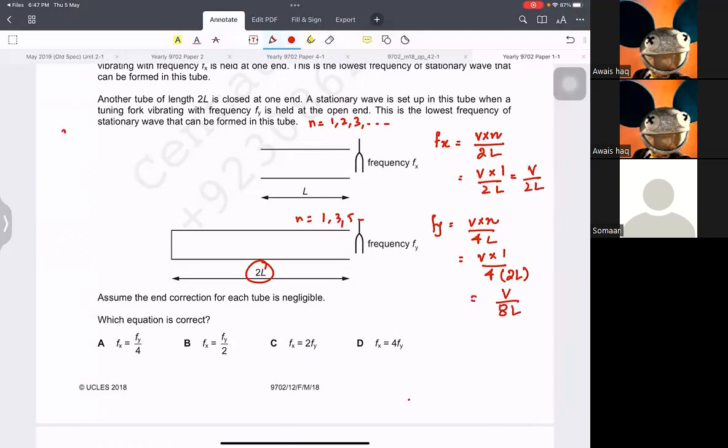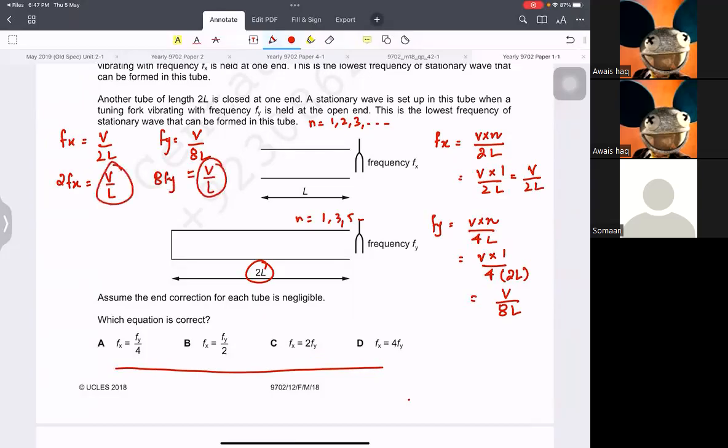Now, let me write it here. In the answers, you see there is no V and L, so we can eliminate those. 2Fx equals V upon L, 8Fy equals V upon L. Both have the same terms, so we can substitute. So 2Fx equals 8Fy. What do you say? Now make Fx the subject, so it is going to be 4Fy. Okay, sir. Got it. Thank you.